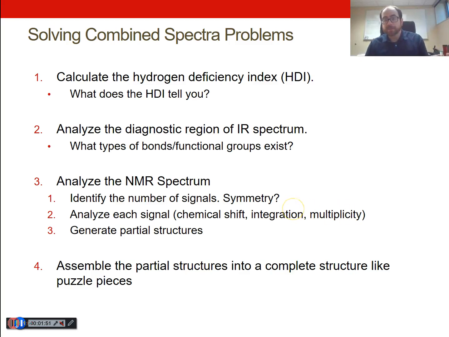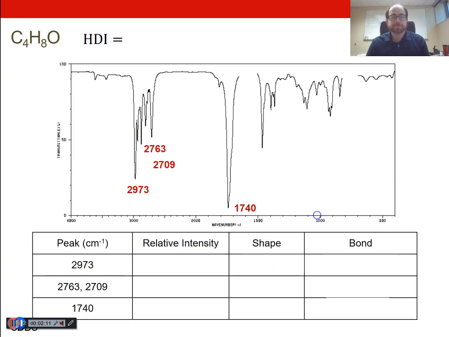From this analysis, I can generate what are called partial structures. So I can look at small segments of my unknown. If I do this partial structure analysis correctly, then if I piece together those partial structures, I can solve for the overall structure of my unknown. So now let's walk through an example.